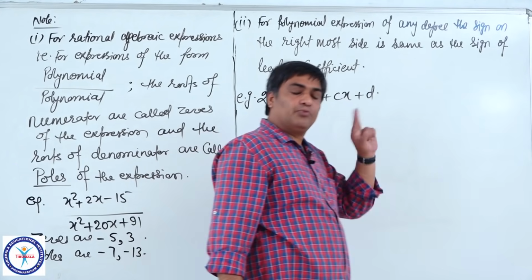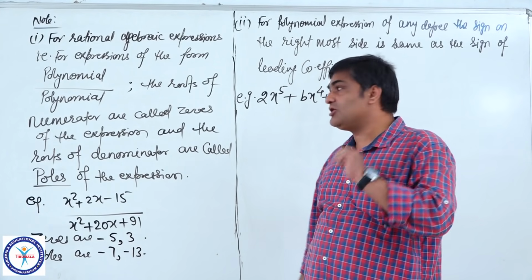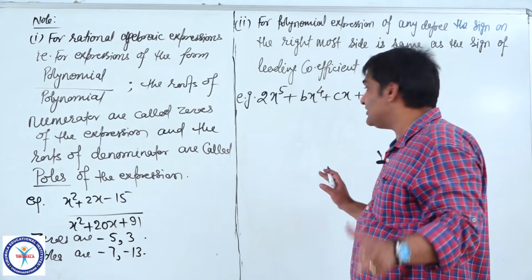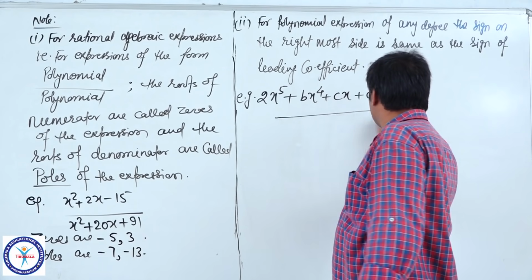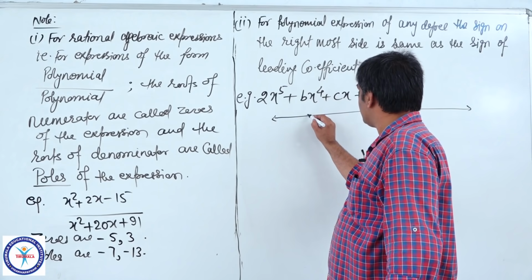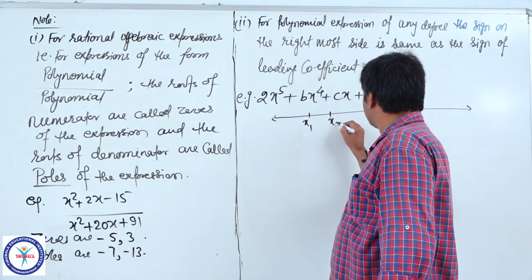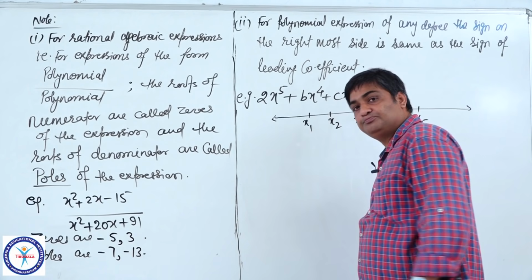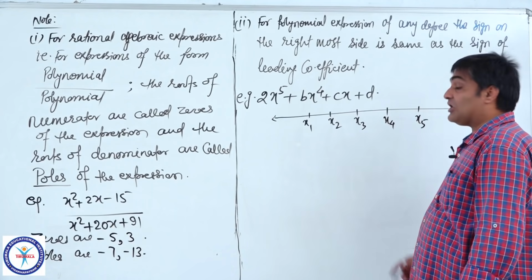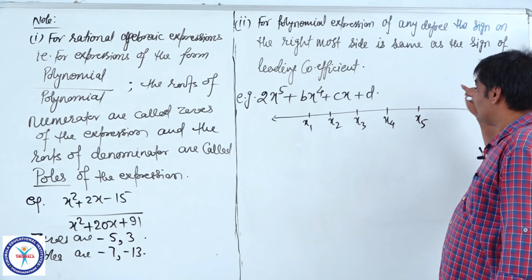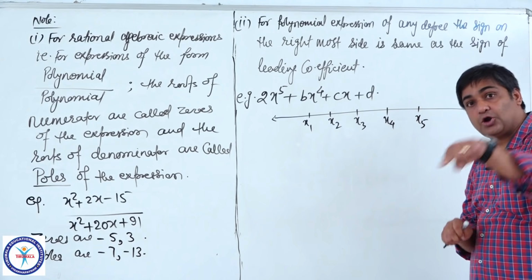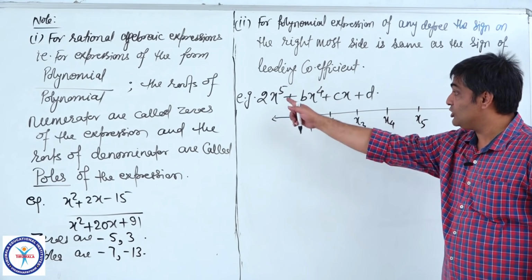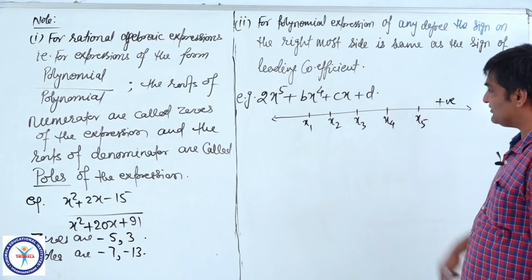We know that here the leading coefficient is positive. But if numbers are not given, then it is difficult to find the roots. Say its roots are x1, x2, x3, x4, x5. Okay. Rightmost side means this side. The sign is the same as the sign of the leading coefficient. So what is the leading coefficient over here? 2, positive. So it is positive.